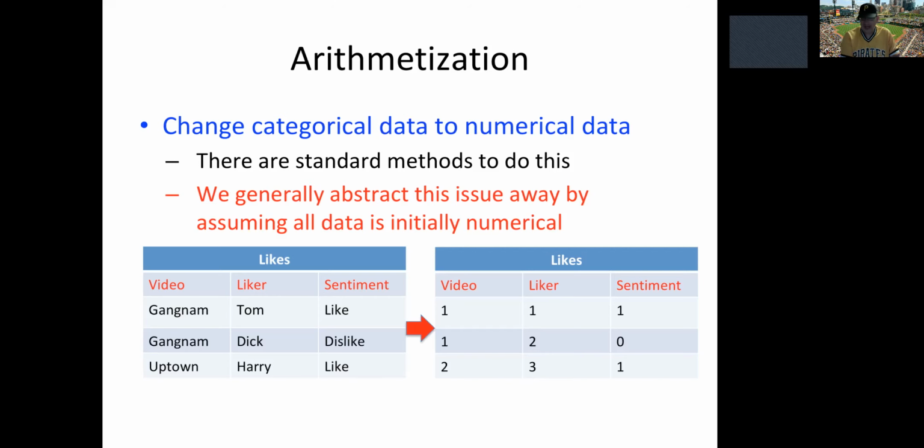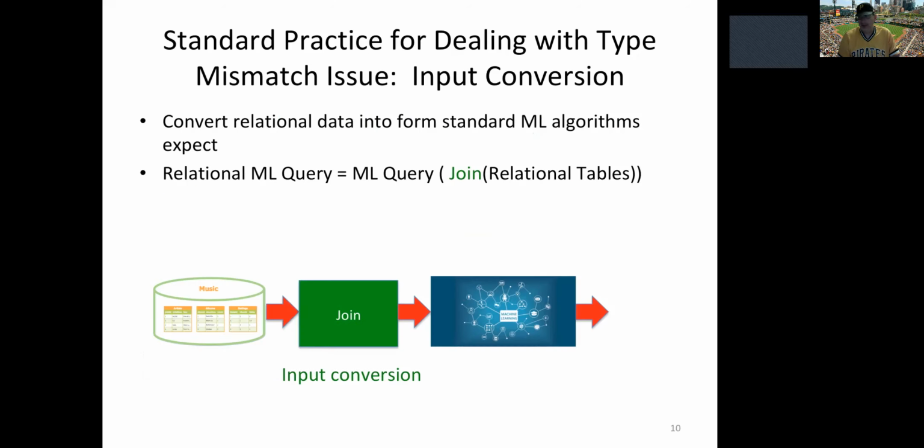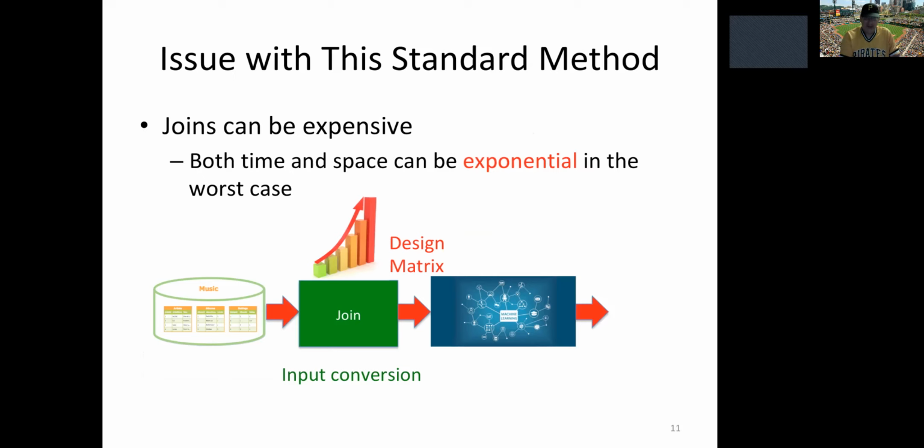All right, this is our standard assumption. So if you do that, then the only thing you need to do in the input conversion process is join the relational tables together. Now, one disadvantage with this method is joins are computationally expensive. In the worst case, they can take time exponential in the size of the tables. So necessarily, the standard approach has worst case exponential running time.